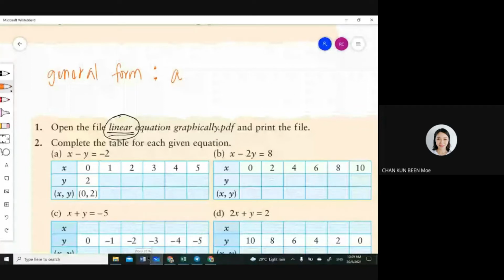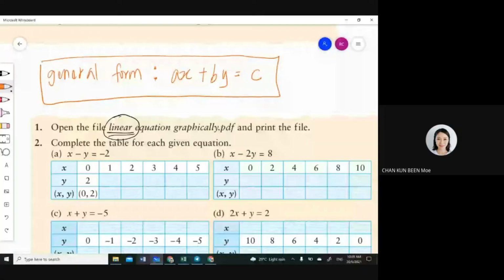AX plus BY equal to C. This is the general form. Okay. Can everybody say after me, AX plus BY equal to C? AX plus BY equals C. Okay, thank you very much. So you can see the X and Y are referring to the variables. A, B, and C are constants. Constant means it's a fixed value, so it can be replaced by any number. It can be 2x plus 4y equal to 7. Okay, so the A, B, and C are constants.